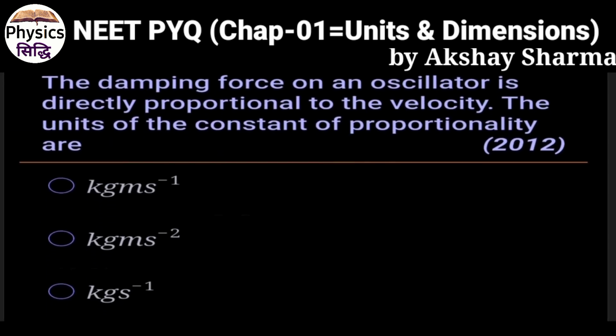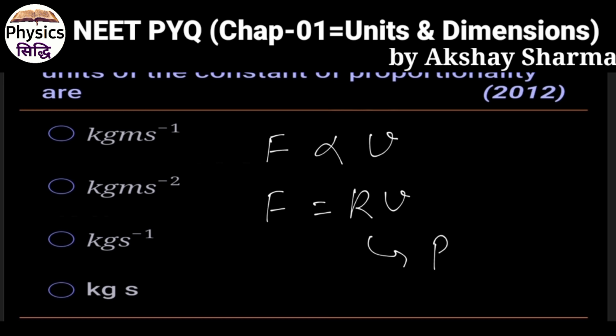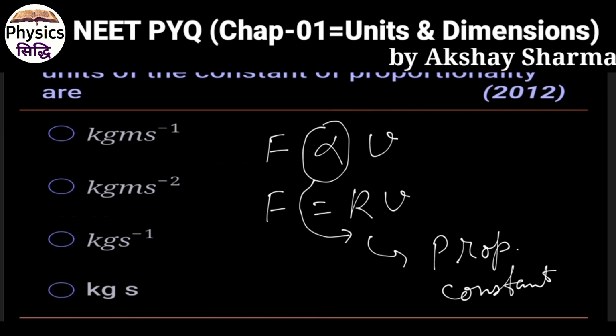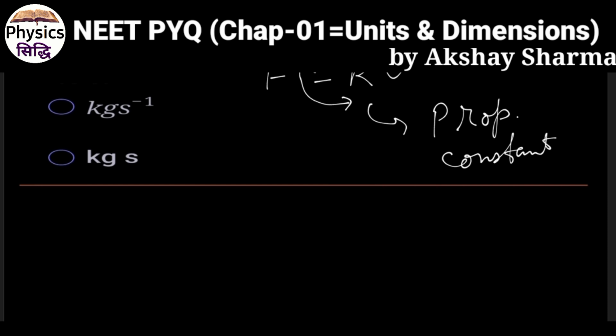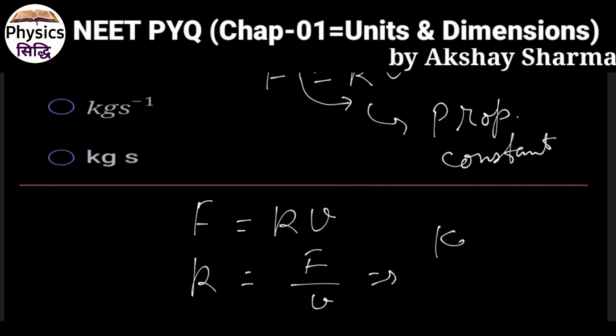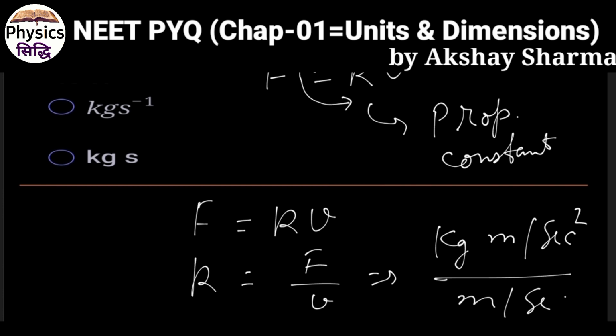The damping force of an oscillator is directly proportional to the velocity, means force is directly proportional to the velocity. The unit of constant of proportionality, means F is equal to K times V, where K is the proportionality constant. You are well aware that if we remove the proportionality sign, then a constant appears in its place. So F is K V, and we are going to find the unit of K, means K will be equal to force upon velocity. So force is kilogram meter per second square upon velocity meter per second.